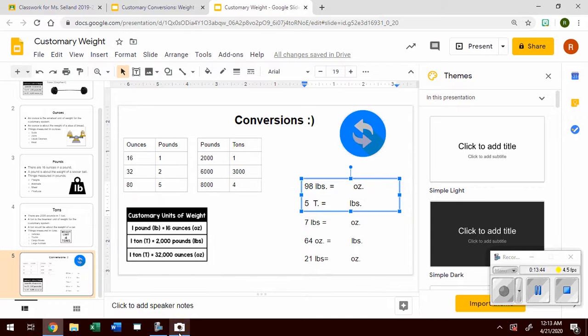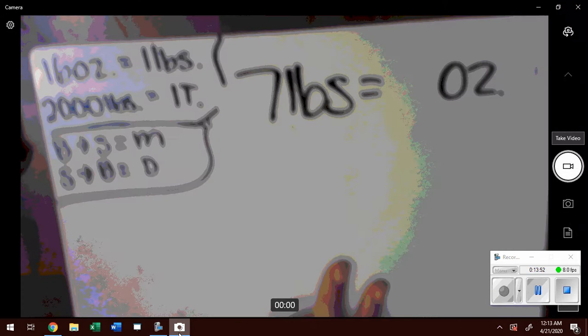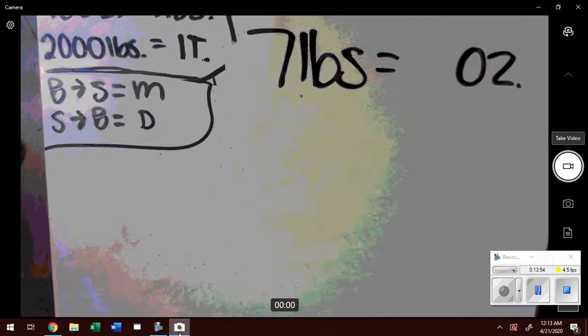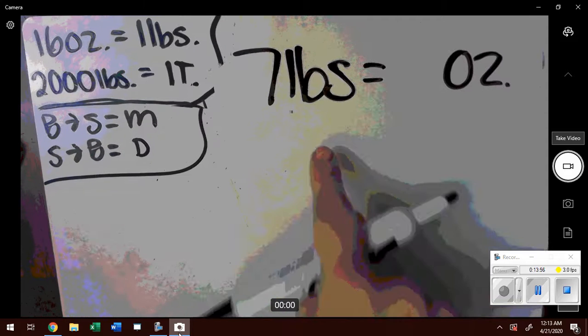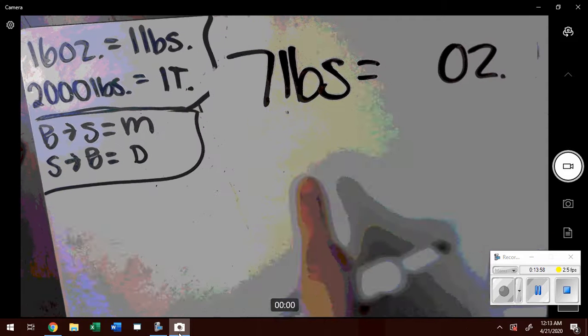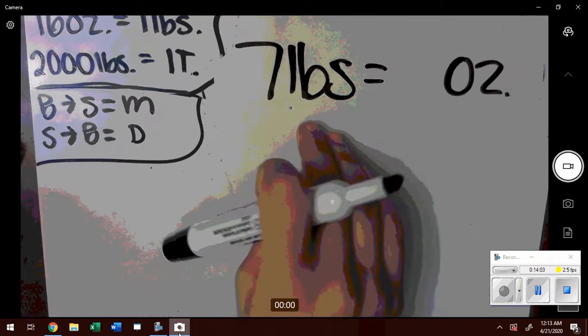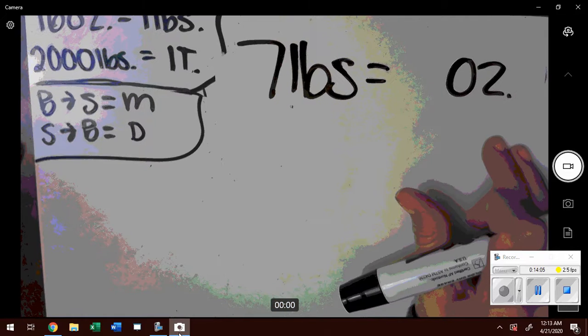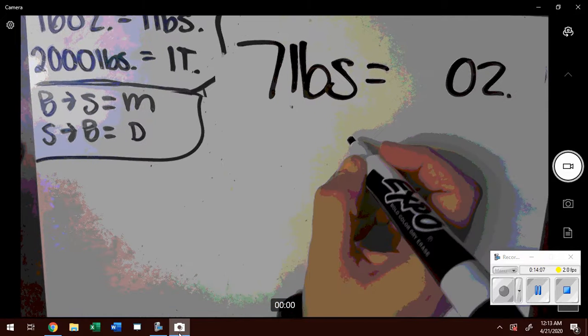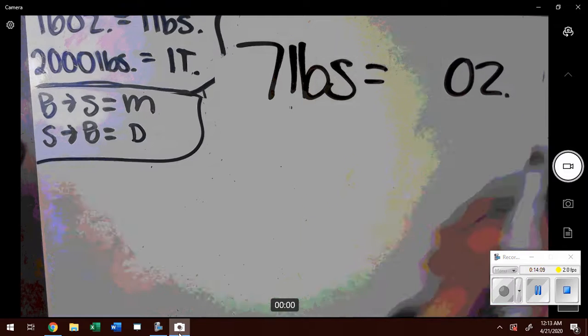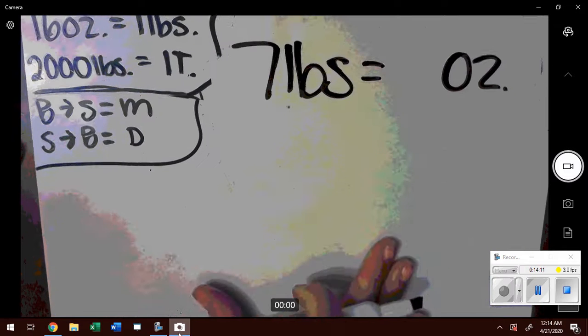All right, on to our next one. 7 pounds equals how many ounces? All right, you guys know it. The first question I'm going to ask myself, am I going from a bigger unit to a smaller unit or a smaller unit to a bigger unit? Well, in this problem, I know that a pound is bigger than an ounce. So I'm going from a bigger unit to a smaller unit. So I am going to multiply.